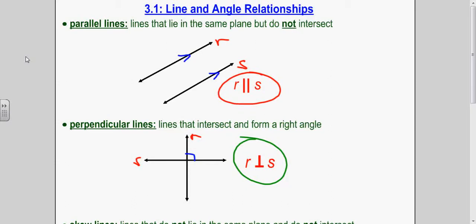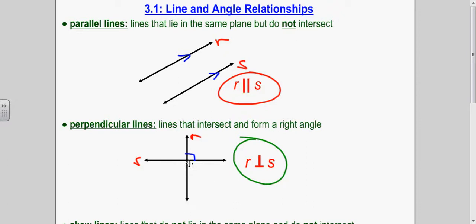Hello, this is Miss McCahan, and we're going to review what we learned about lines and angles. Remember that we have parallel lines, and if we want to show they're parallel, they have these arrows on those lines. We show that R is parallel to S by using this symbol, and it looks like a large 11.